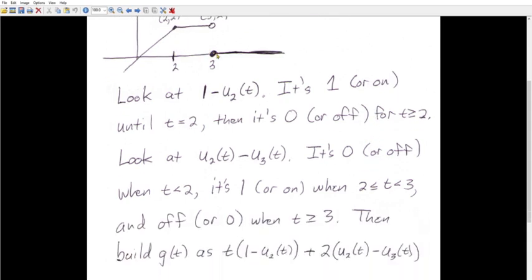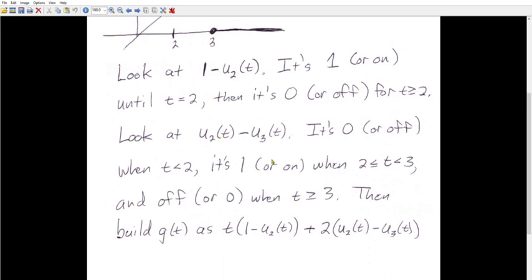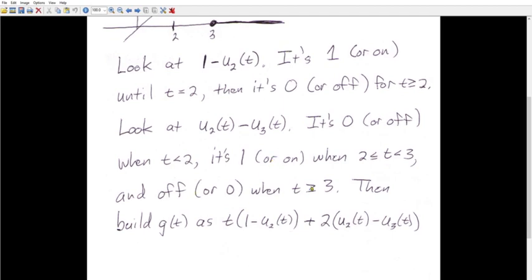Now this interval right here, let's look at u2 of t minus u3 of t. Well, that's off, or 0, when t is less than 2 because both of these things are off. It's 1, or on, when 2 is less than or equal to t is less than 3, because then u2 of t is on, or 1, but u3 of t is 0 or off. And then suddenly when we hit 3, this turns on. 1 minus 1 is 0, so this whole mess is 0.